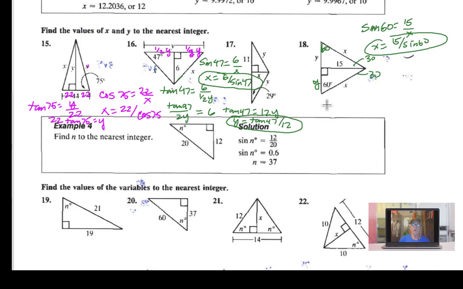Now if we want to find out what y is, which is this piece right here, this is an adjacent side. And without using the calculated value, we have an adjacent with an opposite. That's going to be a tangent. Tan 60 equals y, adjacent, over opposite, which is 15. So this is going to be 15 times the tangent of 60 is equal to y.